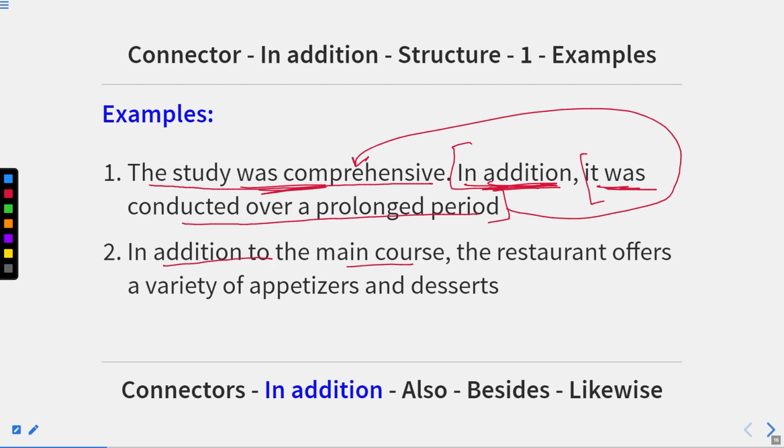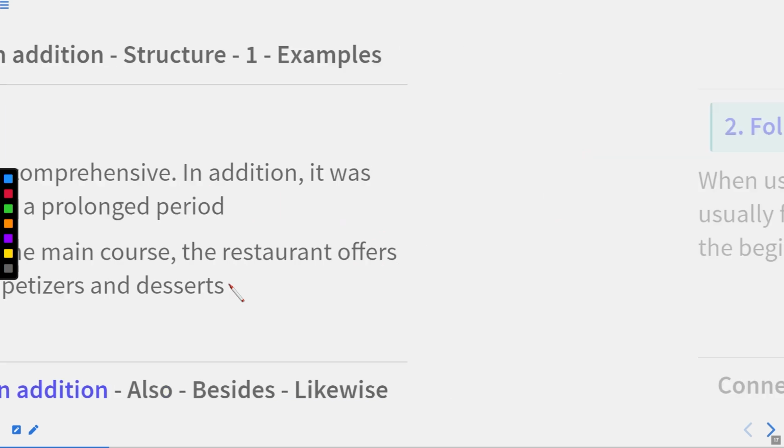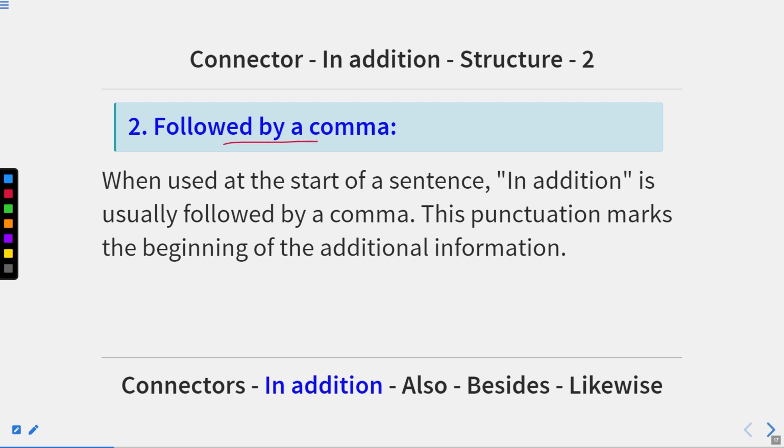In addition to the main course, the restaurant offers a variety of appetizers and desserts. So this is main course, and this is the noun or the noun phrase. Now, after that we have the restaurant offers a variety of appetizers and desserts. This is extra information, and in addition to is beginning the sentence, not the additional information, but it begins the sentence.